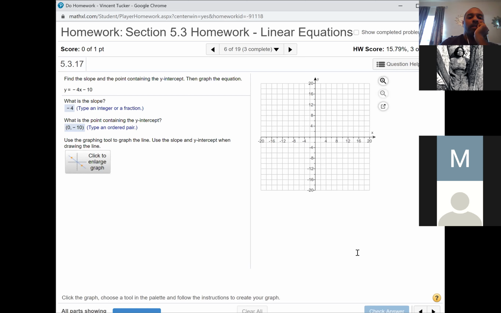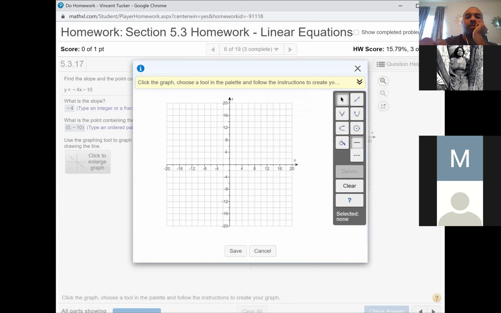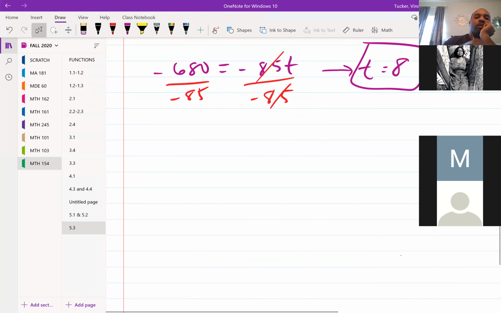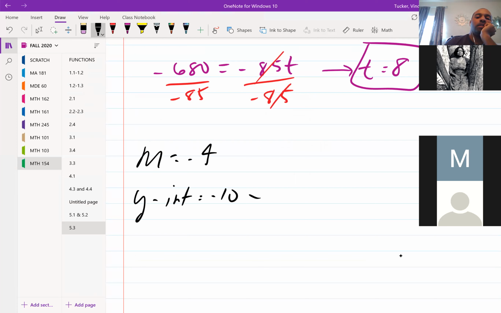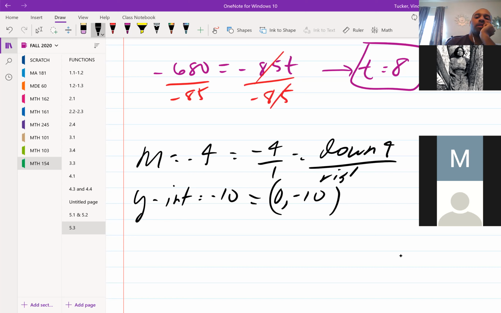All right. So let me go back to the notes just to make sure we're okay. And don't forget, if my slope is -4, and the y-intercept is -10, which means that's 0, -10. As a fraction, this is -4/1. That means I will go down 4 and then right 1. So I'm going to graph this y-intercept, and then from the y-intercept, go down 4, right 1.